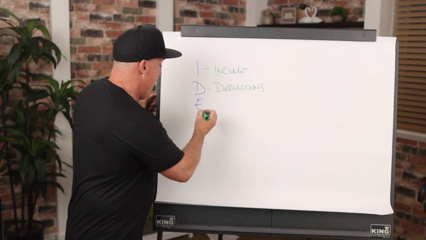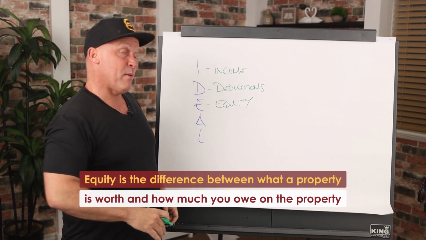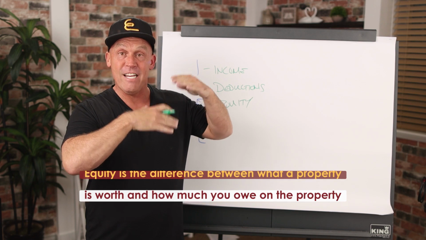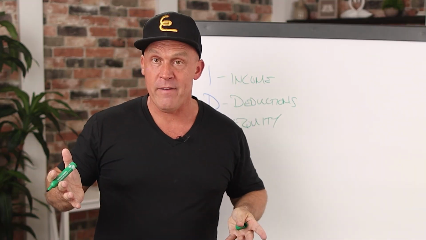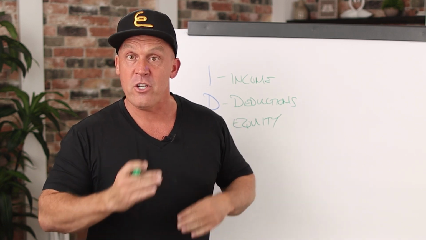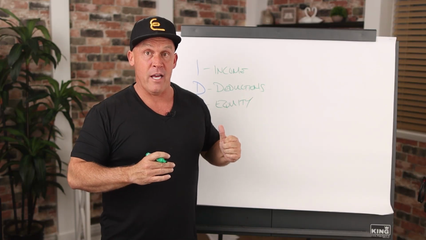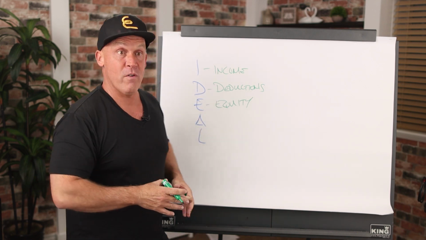Next, we have equity. And that's pretty simple. Most people know what that is. Equity is the difference between what a property is worth and how much you owe on the property. That difference is the equity. So if I own a $100,000 property and I have a $75,000 mortgage on it, there's a $25,000 gap there. That is my equity. And equity is a result of you buying low or waiting over time.